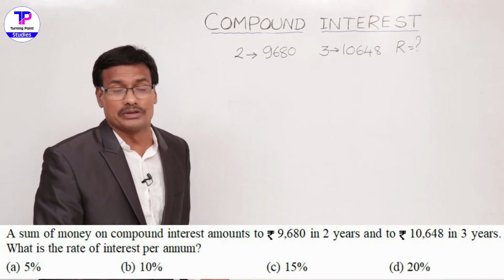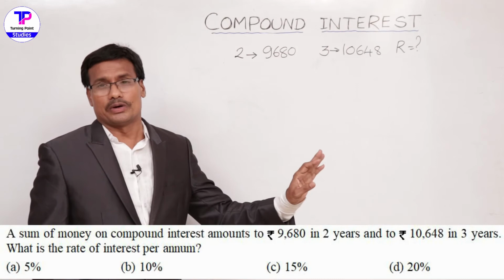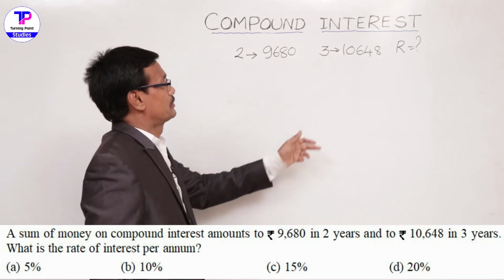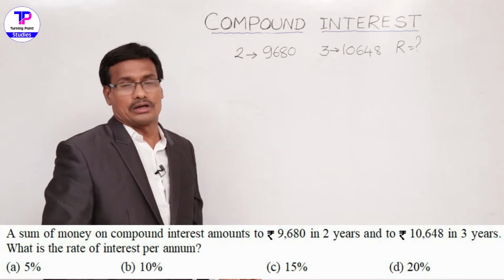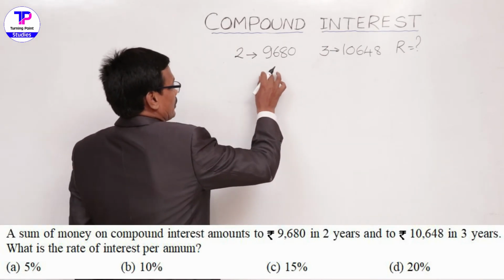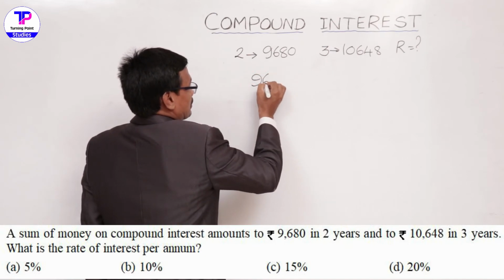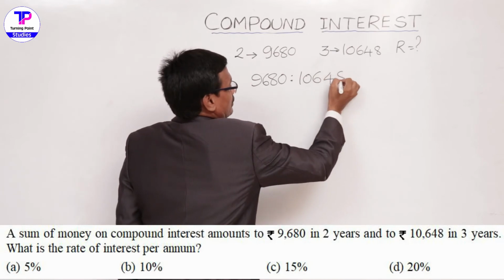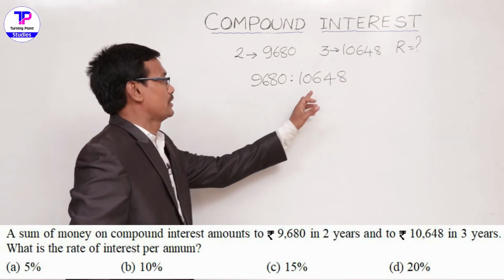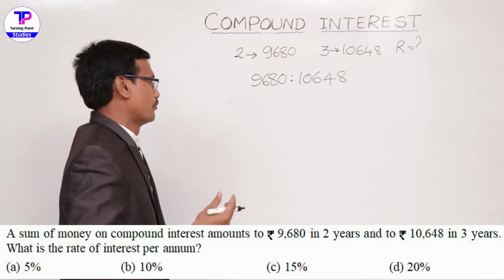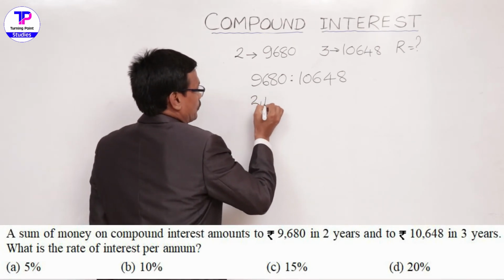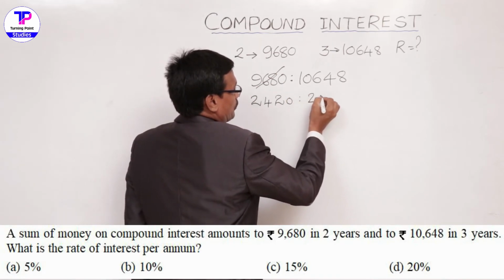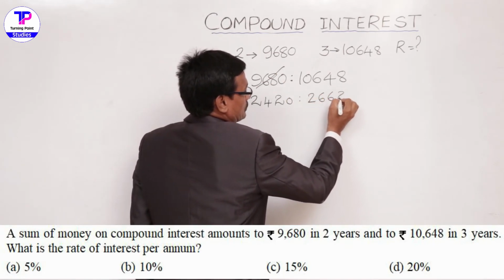So what is our method? TP method. Always take the principal and amount. So here consider 9680 as the principal and 10,648 the amount. Then what we have to do? 9680 is to 10,648. Now take the cancellation. Here 48 is there, here 8 is there. Take cancellation by 4 itself. 4 2s 8, 4 4 16, 4 2s and 0. Then here 4 2s 8, 4 6 24, 4 6 24 and 4 2s 8.